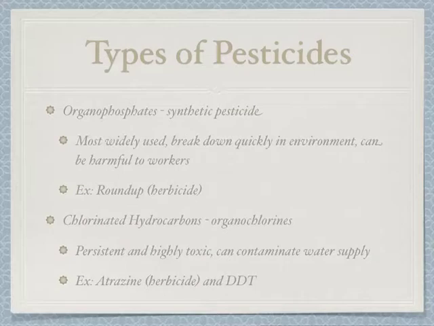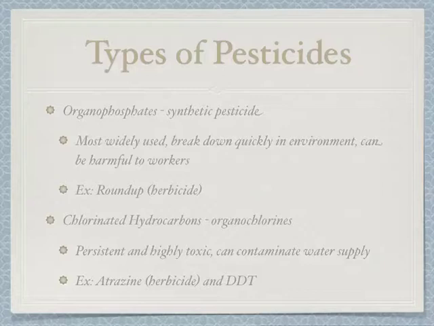Types of pesticides. There are several different types of pesticides. The next few slides will discuss these. Organophosphates is a synthetic pesticide. This is the most widely used type of pesticide. It breaks down quickly in the environment, but it can pose potential hazards to workers who are not handling it appropriately or who may re-enter a field too quickly after it has been applied.